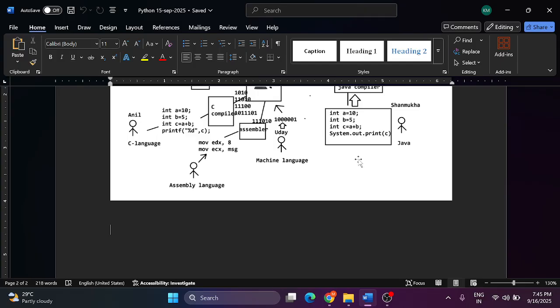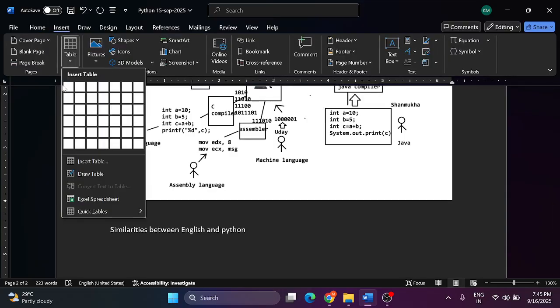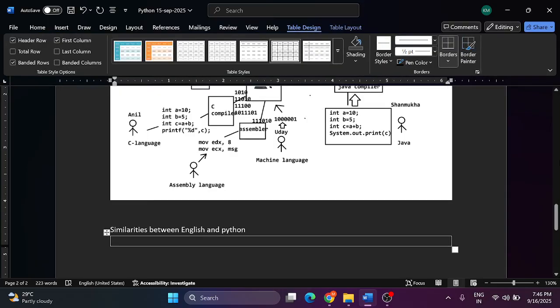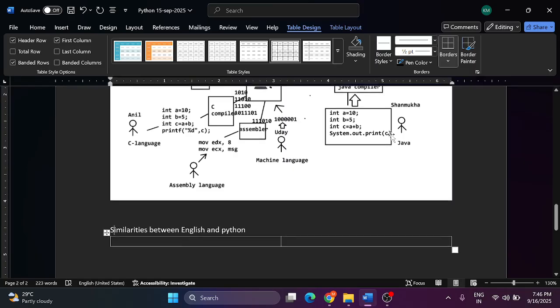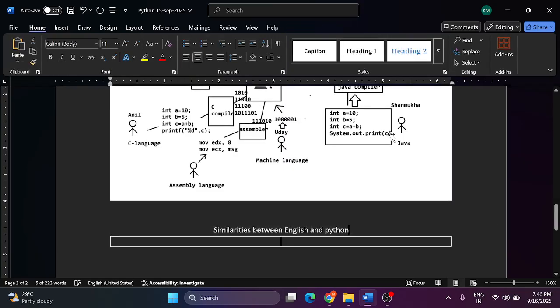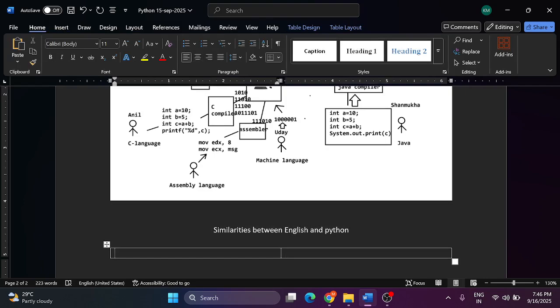Okay, so let's see the similarities between English and Python. I'm trying to compare English with Python.